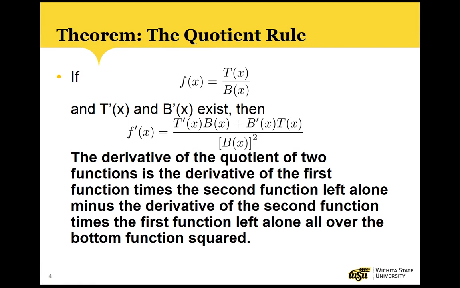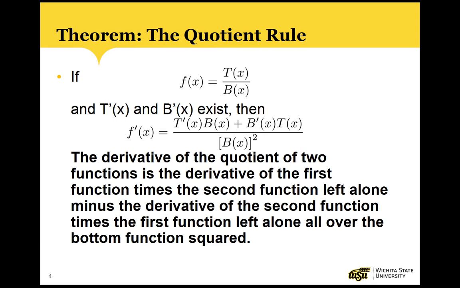If f of x is given by a function t divided by another function b, and the derivative of t and the derivative of b exist, then we say the following. The derivative of the quotient of two functions is the derivative of the first function times the second function left alone minus the derivative of the second function times the first function left alone, all over the denominator squared.